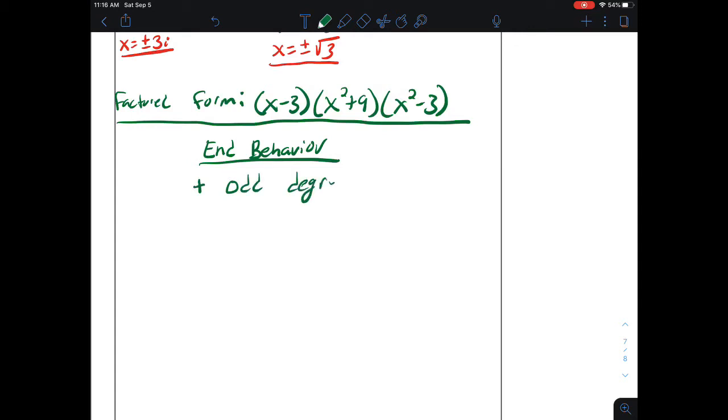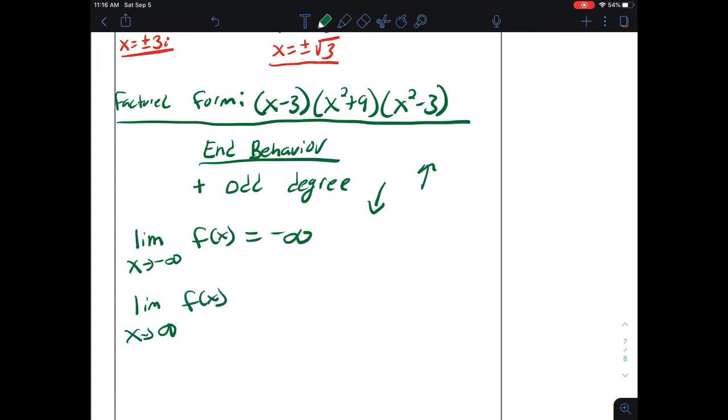which means that I know that left side goes down, right side goes up, and our end behavior, describing it using limits, would be the limit as x approaches negative infinity for this polynomial is going to equal negative infinity. And the limit as x approaches positive infinity for this polynomial is going to equal positive infinity.